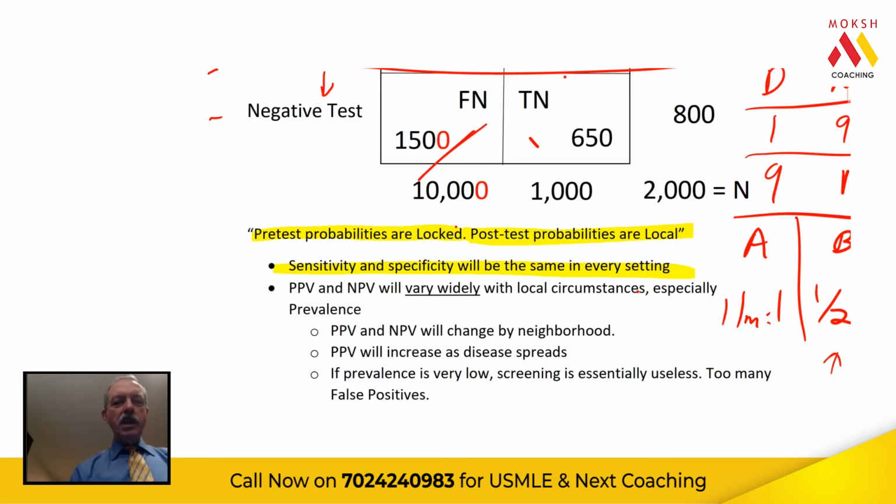Pre-test probabilities are locked. They're going to be the same in all circumstances. Post-test probabilities are local. They change dramatically with the prevalence of the area in which you're working. If you change the location of your practice, all your predictive values change. It also means that unless you have a high enough prevalence, screening is stupid. If you have very low prevalence, then every time you think you found a case, you probably didn't.